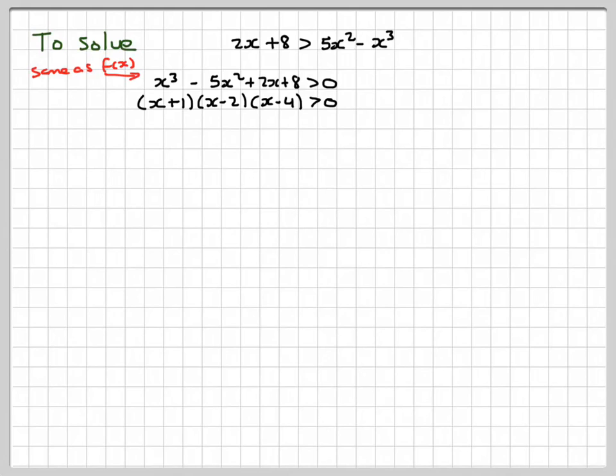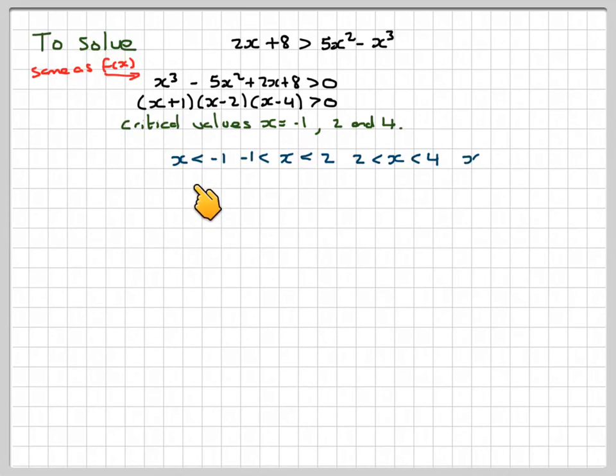Now we need to test this in each of the areas to see what exactly is happening. So the critical values are when x is minus 1, x is 2, and x is 4. These are got by putting the brackets each equal to 0, like you would do if you were solving the equation. And then you need to take the lowest one, which is minus 1, so we do x is less than minus 1, and then x between minus 1 and the next one, which is 2, x between 2 and the last one, which is 4, and x is bigger than 4. So we need to test it in these regions.